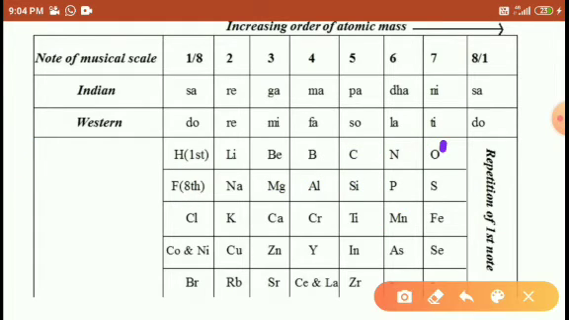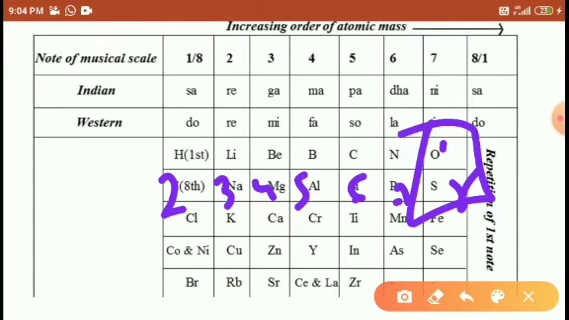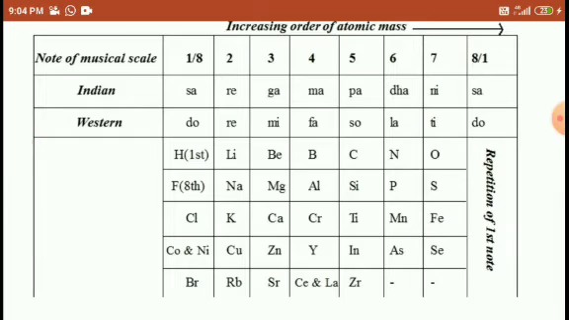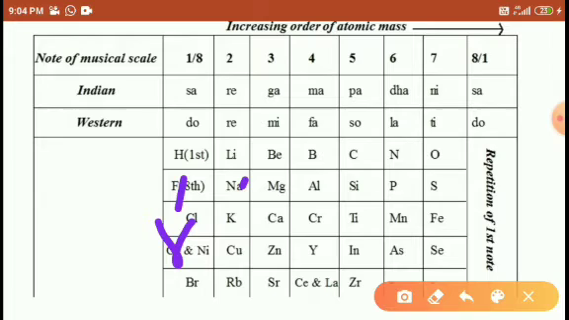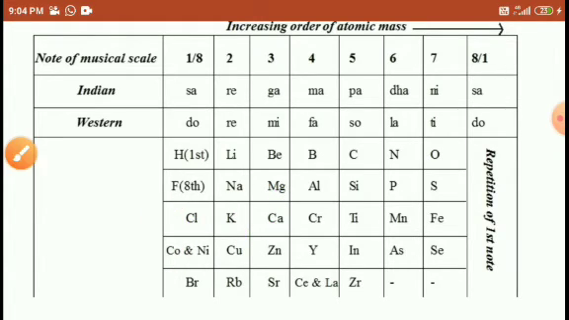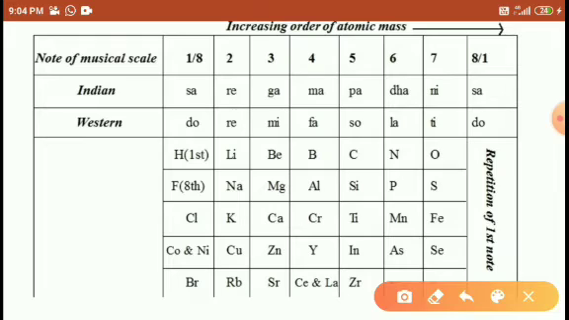If oxygen is the first element, then counting second, third, fourth, fifth, sixth, seventh, eighth, sulfur is the eighth element of oxygen. Similarly, if fluorine is the first element, then chlorine is the eighth element. Sodium is the first element, potassium is the eighth element; magnesium is the first element, calcium is the eighth element. Right, students? So this is what he prepared.